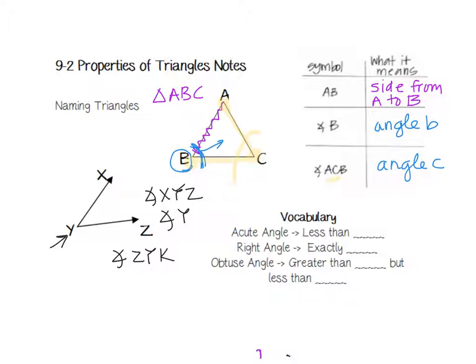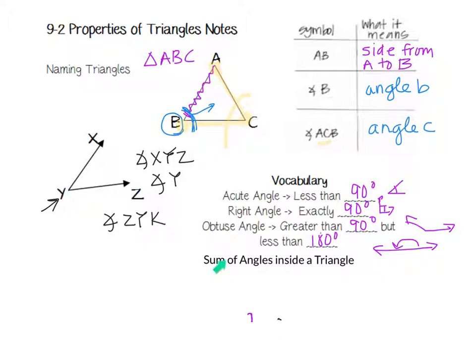So one last review before we get started. Most of y'all probably have already filled this out. An acute angle is less than 90 degrees, so it's something like that. A right angle is exactly 90 degrees, no more, no less, and it's often denoted with a little square. An obtuse angle is greater than 90, but less than 180 degrees. So an obtuse angle would be something like that. And we know 180 degrees is a straight line. So that is 180 degrees.